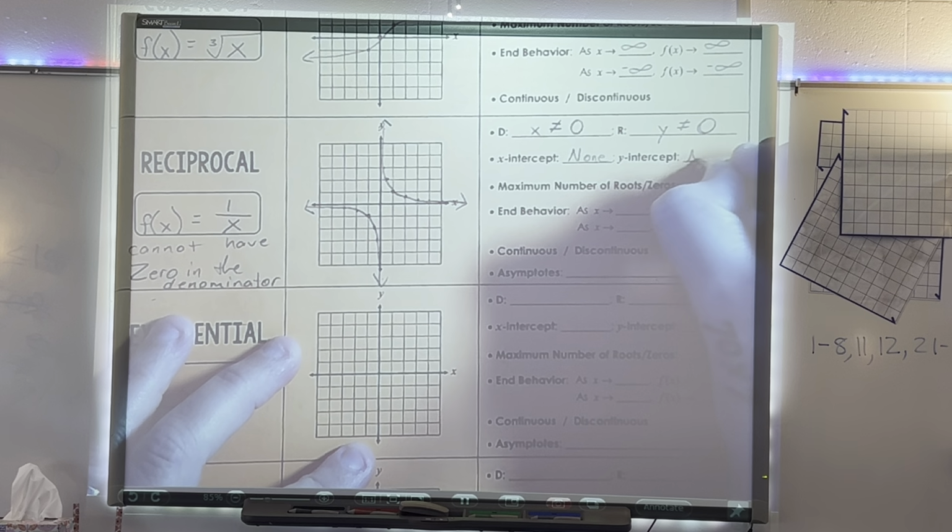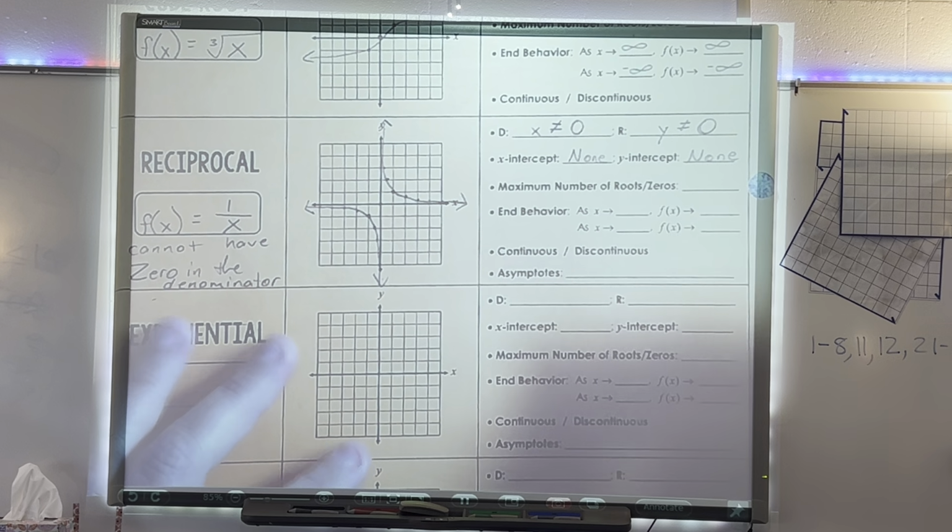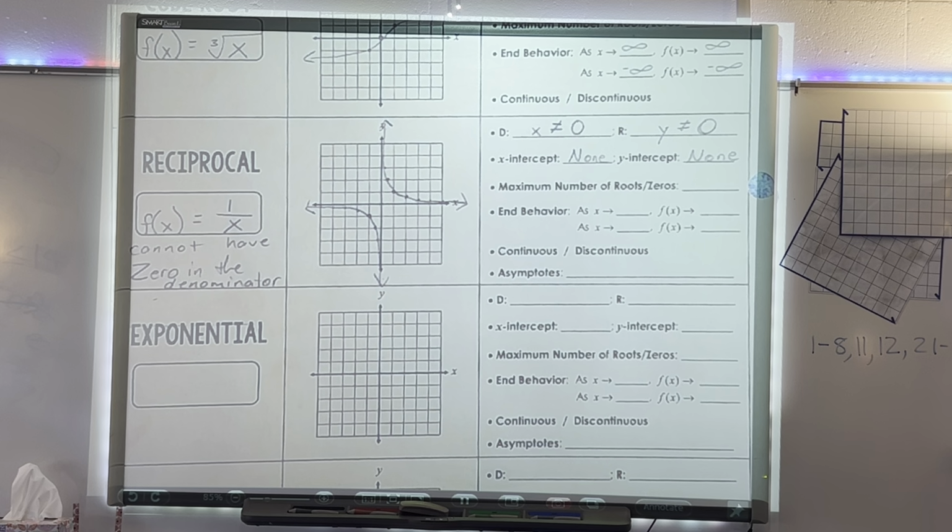All right, so then if my x-intercept doesn't exist, I don't have one. My y-intercept here doesn't exist. I don't have one for this parent function.